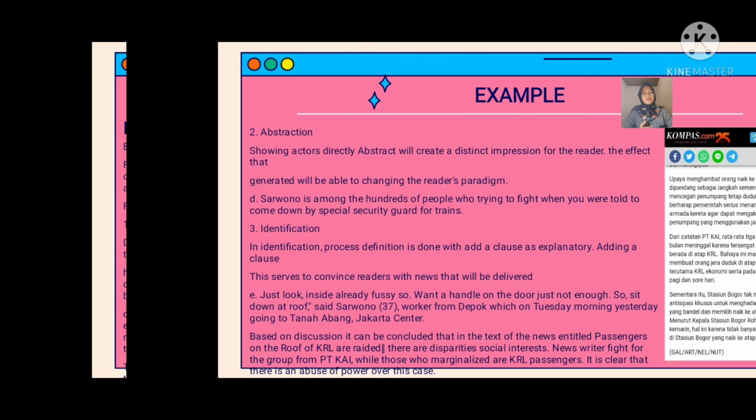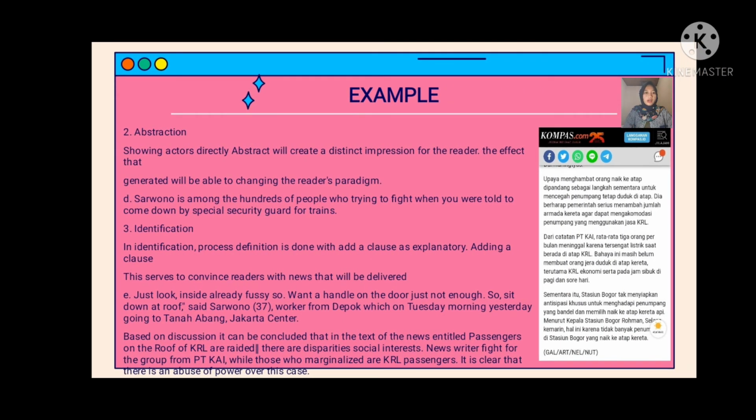And the next will be abstraction. Showing actors directly or abstractly will create a distinct impression for the reader. The effect generated will be able to change the reader's paradigm. For example, in this news, there is a line saying that Sarwono is among the hundreds of people who tried to fight when they were told to calm down by special security guards for trains.